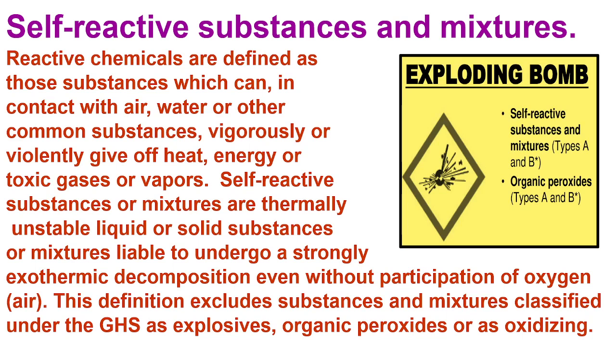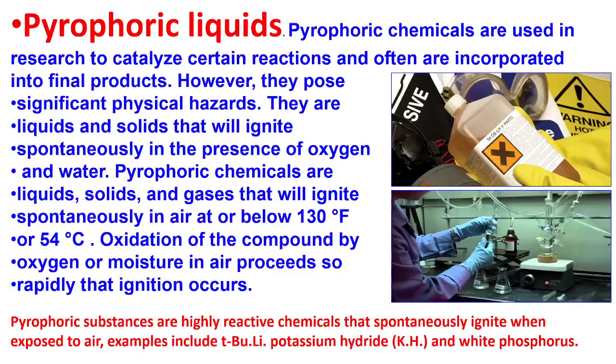Pyrophoric liquids. Pyrophoric chemicals are used in research to catalyze certain reactions and often are incorporated into final products. However, they pose significant physical hazards. They are liquids and solids that will ignite spontaneously in the presence of oxygen and water. Pyrophoric chemicals are liquids, solids, and gases that will ignite spontaneously in air at or below 130 degrees Fahrenheit or 54 degrees Celsius. Oxidation of the compound by oxygen or moisture in air proceeds so rapidly that ignition occurs.